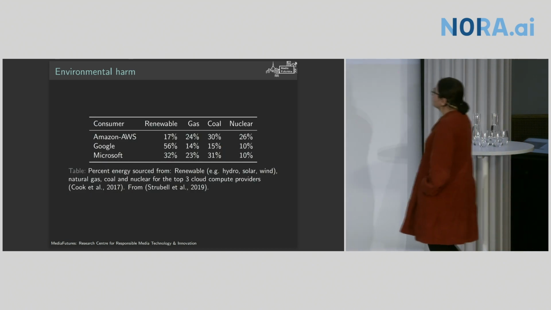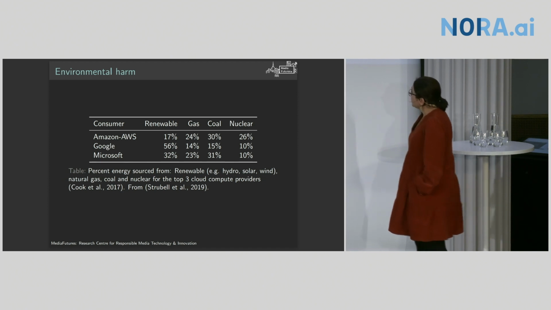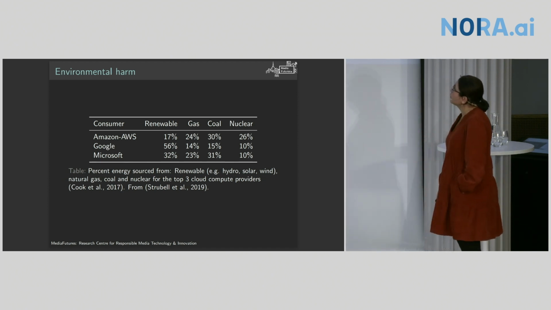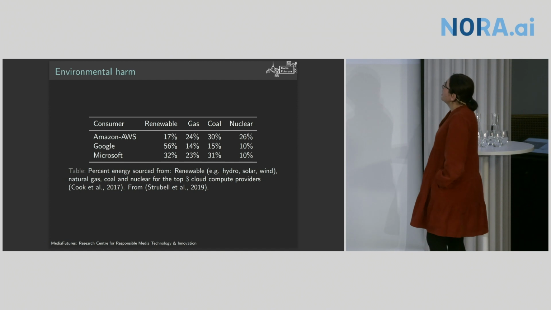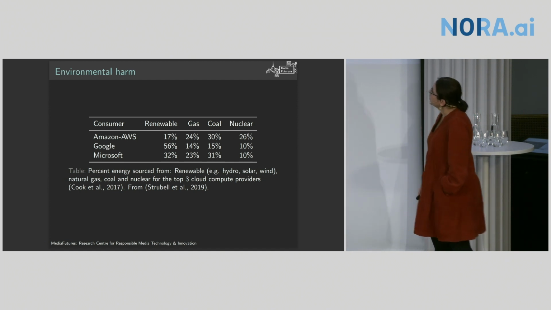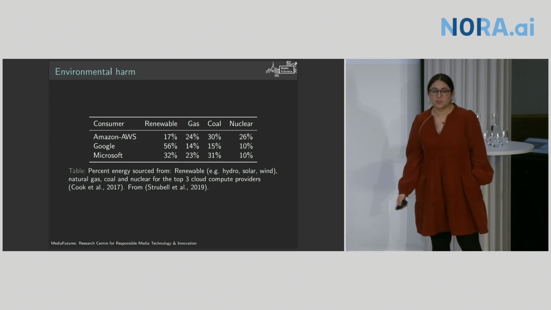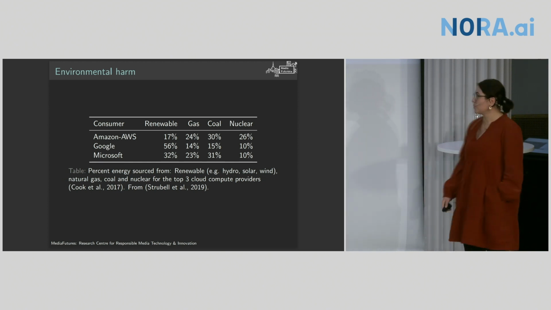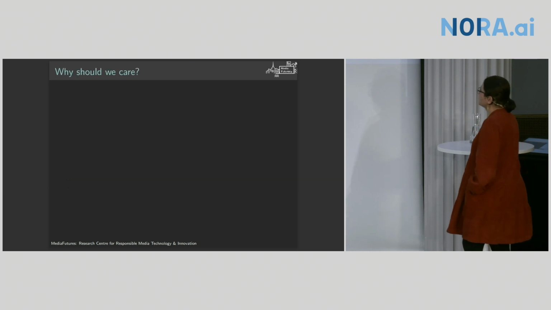And looking at the three, Amazon, Google, and Microsoft, what kind of energy they are using, you can see that most of it is actually not renewable. Google is quite good, but the other ones are not. And this is also one aspect one should take into consideration when we use language models.